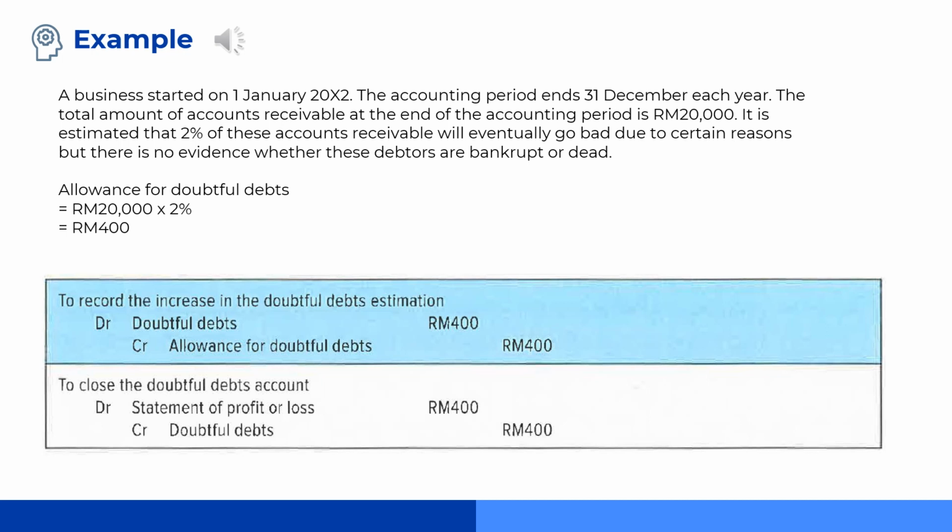Note that the doubtful debts account is treated similarly to the bad debt account, whereas the allowance for doubtful debt should be recorded as a contra to the account receivable in the statement of financial position, meaning that in your statement of financial position, after recording your account receivable closing balance, you have to minus the allowance for doubtful debts.